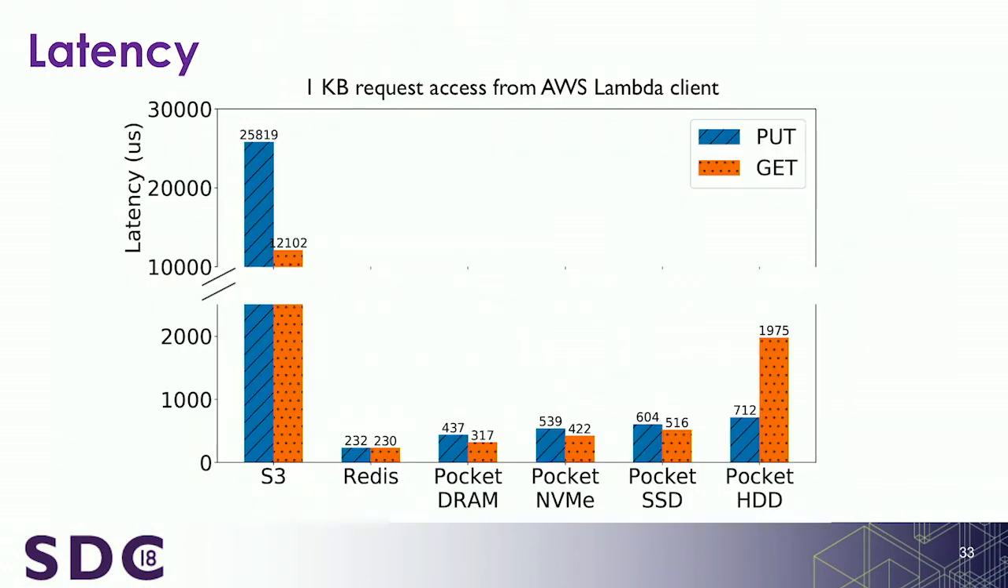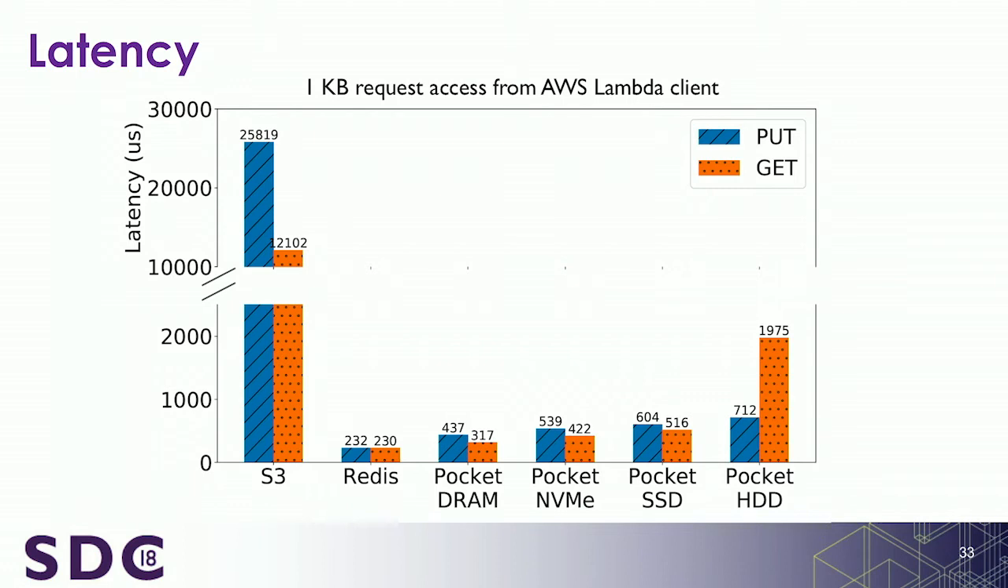So the first thing we look at is Pocket's latency. And we compare Pocket to two existing systems. First, S3, which is Amazon's object store. It provides serverless storage. So users pay for the capacity and bandwidth that they use, and they don't manage their own resources. A disadvantage of S3 is going to be performance, particularly latency, and there's particular overhead for small objects. So here we're doing a 1 kilobyte access from an AWS Lambda client. And we see that S3 takes 12 to 25 milliseconds, depending on whether it's a put or get request.